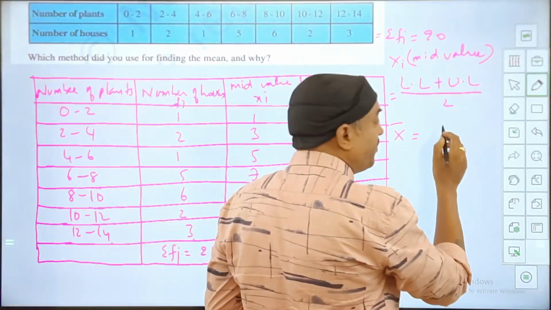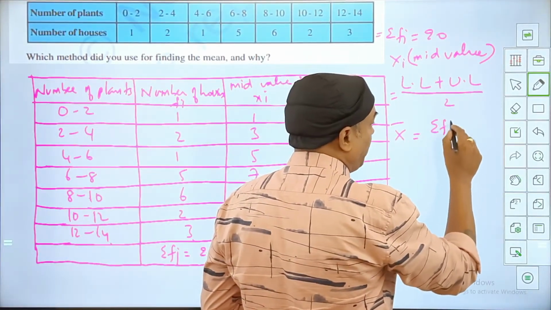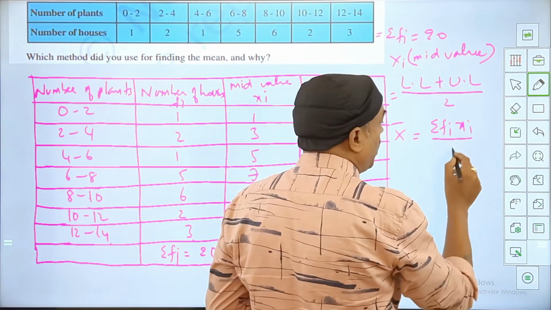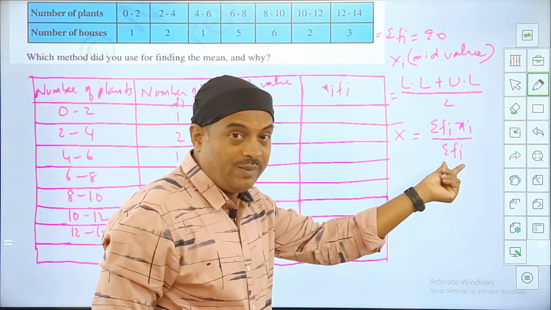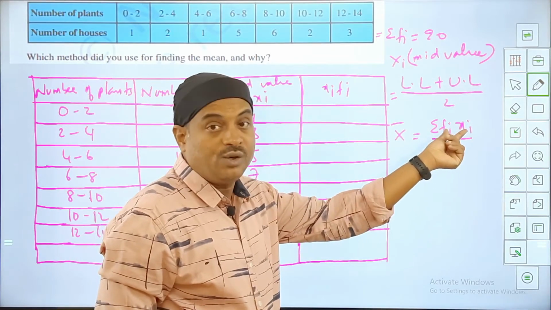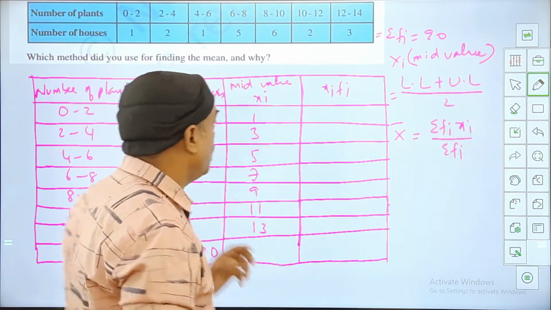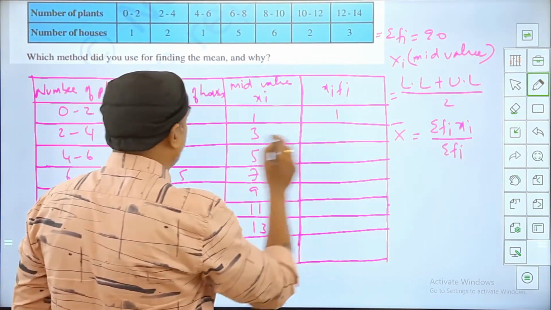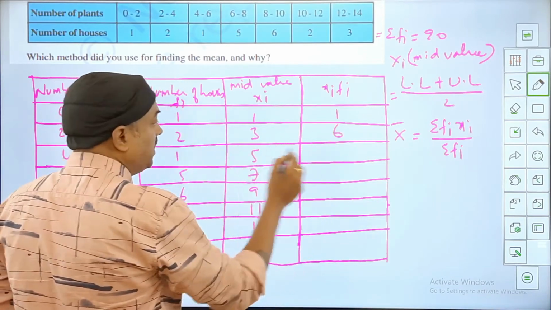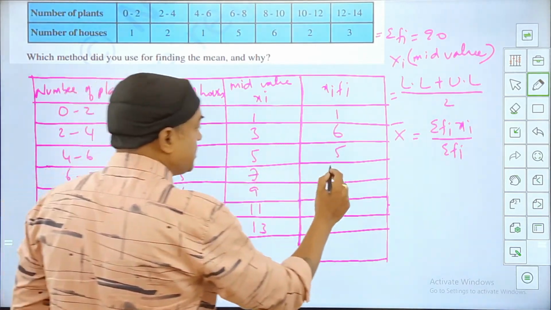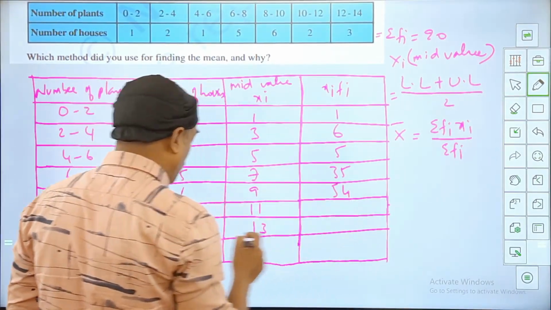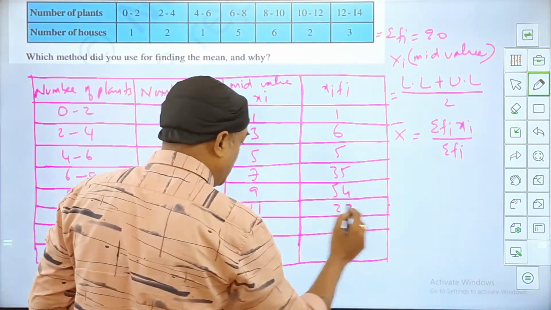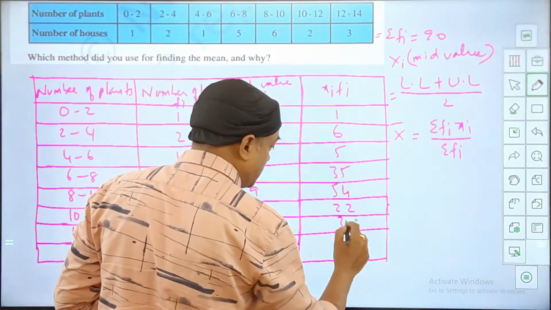So what is the formula, friend, for this? Summation of Fi xi upon summation of Fi is the formula. So I already know what summation of Fi is. I need to know summation of Fi into xi. So how do we do that? We'll multiply. 1 into 1 is 1, 2 into 3 is 6, here it is 5, then it is 35, the next one is 54, the next one is 22, and the last one is 39.